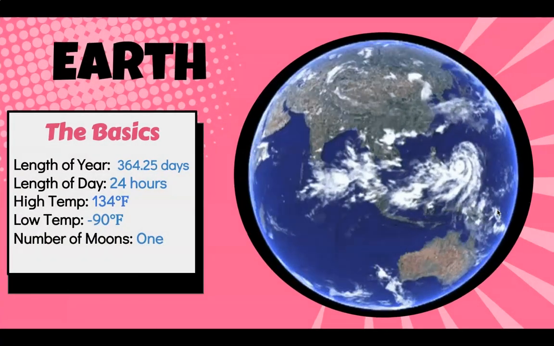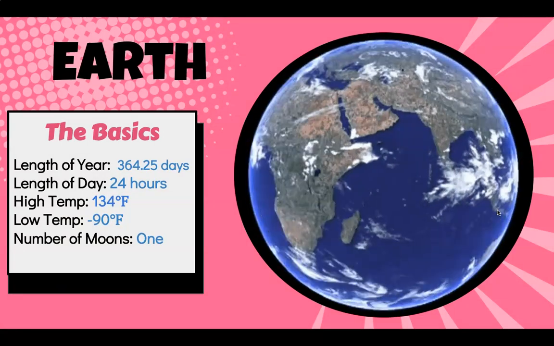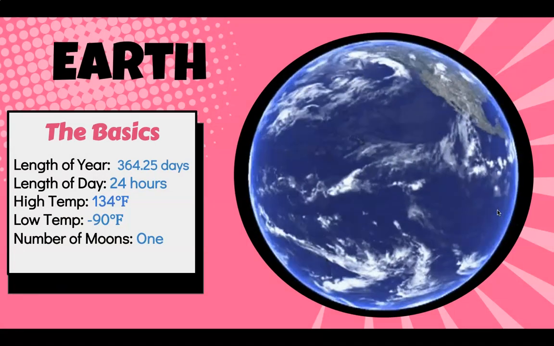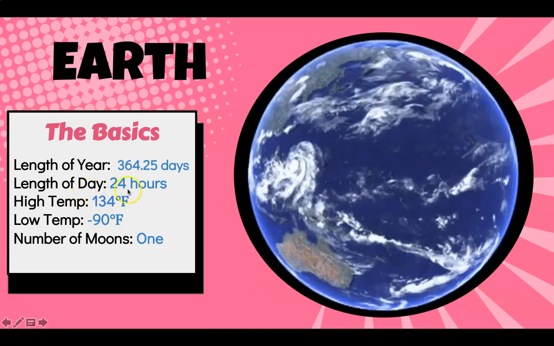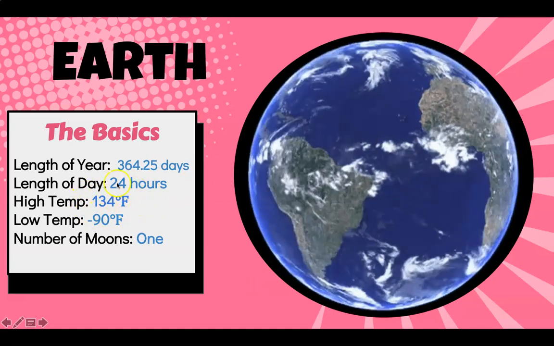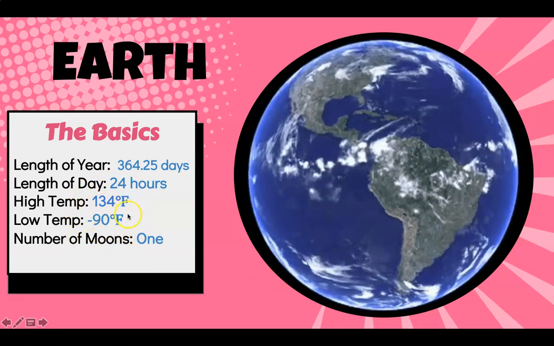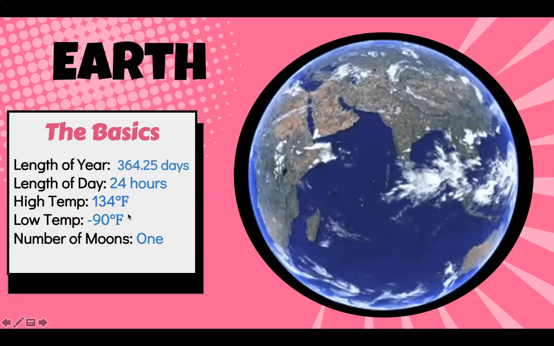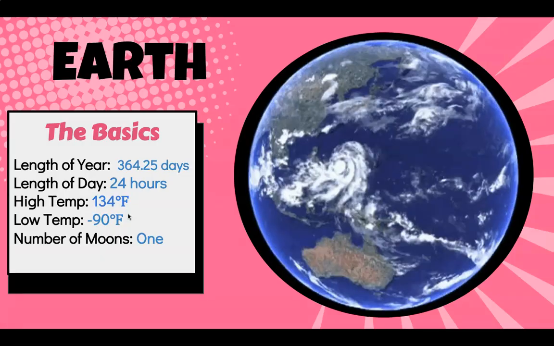So the next planet, third rock from the sun, is going to be Earth. Length of a year, 365 days. Length of a day, 24 hours. High temperatures in deserts can get up to 134 degrees Fahrenheit, where lows in Antarctica are about -90. And we have one moon. We'll talk more about Earth the rest of this week.